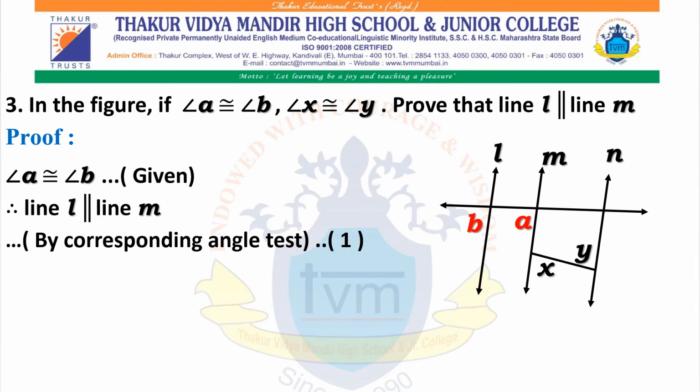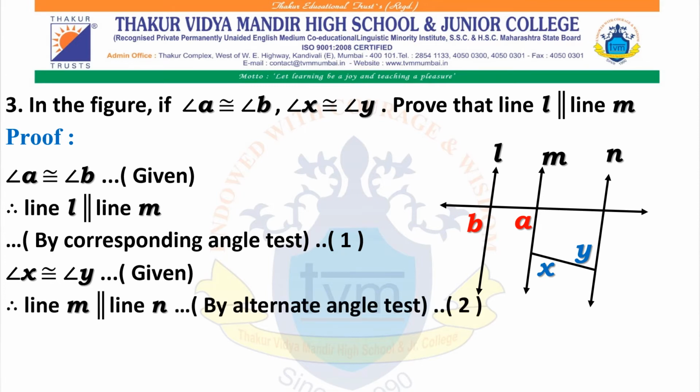It's equation number 1. Angle X is congruent to angle Y. How did we come to know? It's also given. Look at this figure. Can you find angle X and Y in this figure? You can see that angle X and angle Y are alternate angles, right? And we know if the alternate angles are congruent, then the lines are parallel. So which two lines will be parallel over here? Line M and line N. Why are line M and line N parallel? Because the alternate angles formed by them are congruent. Therefore line M is parallel to line N by the alternate angle test. That would be equation number 2.